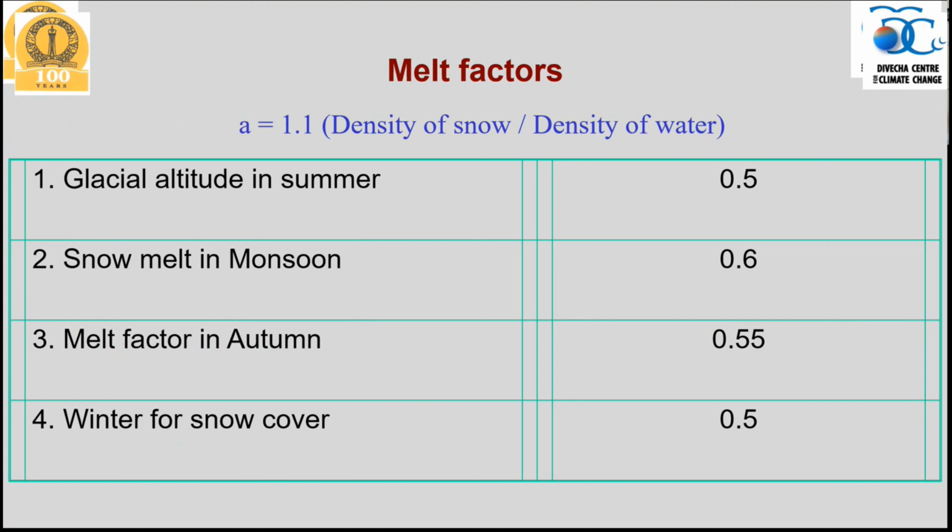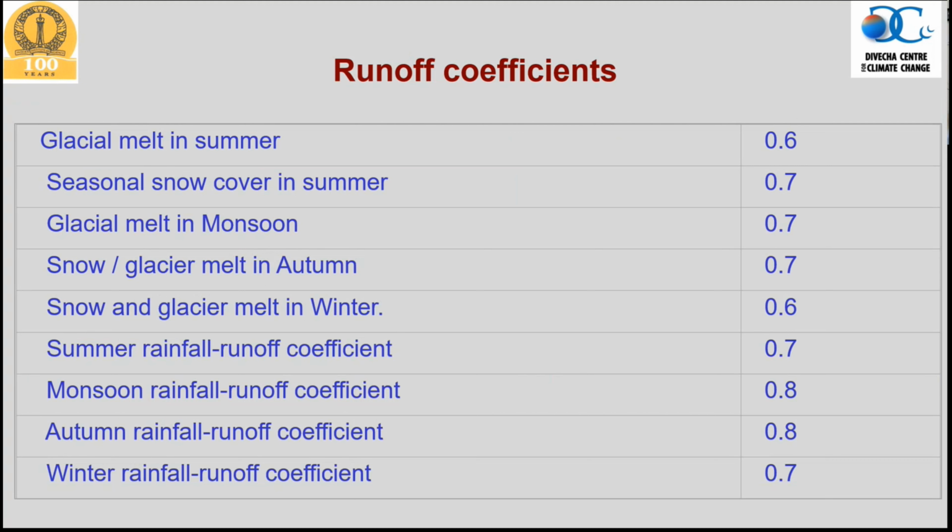Then there's the melt factor. What will be the glacier melt factor at glacier altitude in summer, snow melt factor in monsoon, and melt factor in autumn and winter? So these are the different melt factors, and then there is the idea of runoff coefficient. That means how much you have generated and how much it has come into the runoff, into the stream. It is not necessary that whatever you have melted, 100% will come into runoff. It depends upon the soil moisture condition and terrain condition.